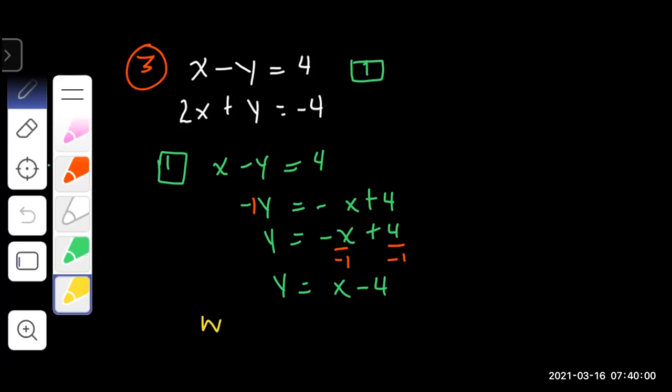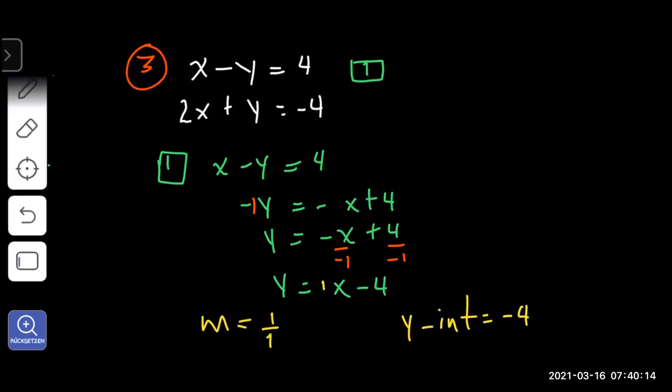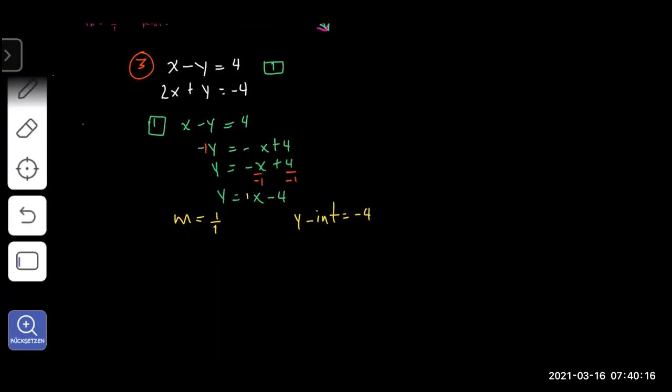Now, the slope and the y-intercept. Can someone tell me what they are? What is the slope? It's 1, but I need a fraction: 1 over 1. And what is the y-intercept? Negative 4. I don't have the coordinate system here, so I will not graph it. I will just help you find the information.